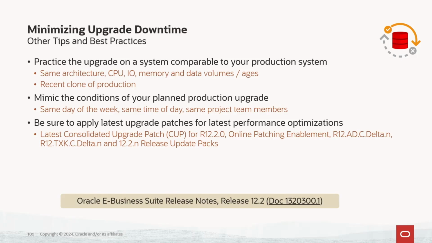Some customers find it useful to mimic the conditions of their planned production upgrade in the sense of testing on the same day of the week, same time of day, and with the exact same project team members that they plan to use for their production upgrade. And then, of course, you're going to make sure that you apply all the latest upgrade patches to take advantage of latest performance optimizations. You'd read about those in the Oracle E-Business Suite release notes. I've cited that documentation below.